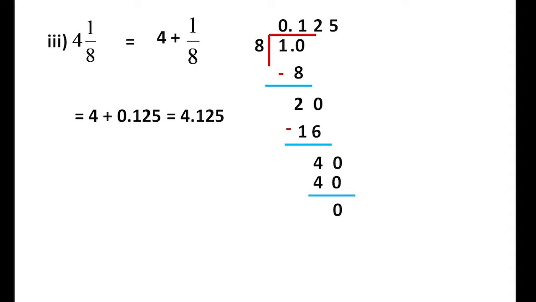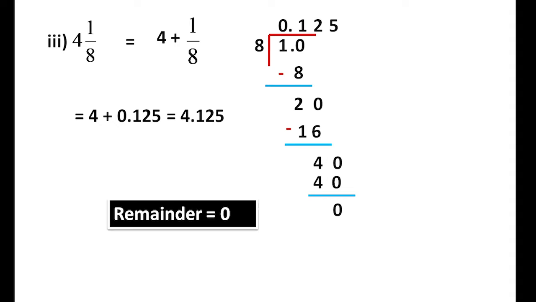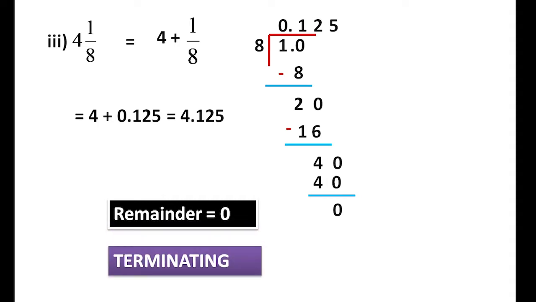First part is over. Next we have to find out what type of decimal expansion it is. Here the remainder is 0. So it is terminating. Hope you would have understood the concept.